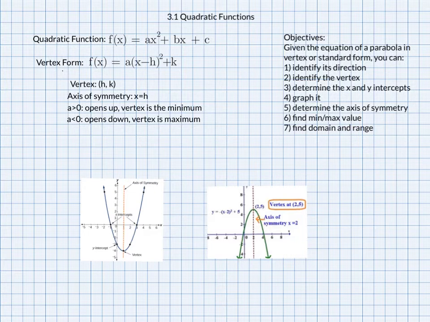If you notice in both standard form and vertex form, the a leads the way. So the a is the leading coefficient, and a determines really the entire parabola, essentially. If a is greater than 0, so if a is a positive value, the parabola is going to open up, and if a is less than 0, if it's a negative value, the parabola will open downwards.